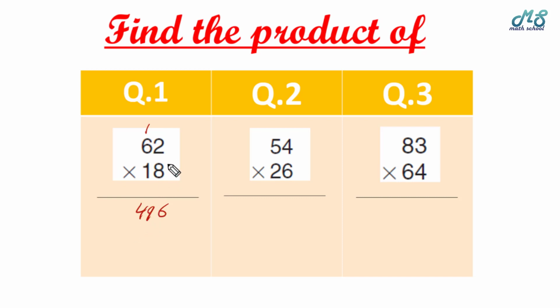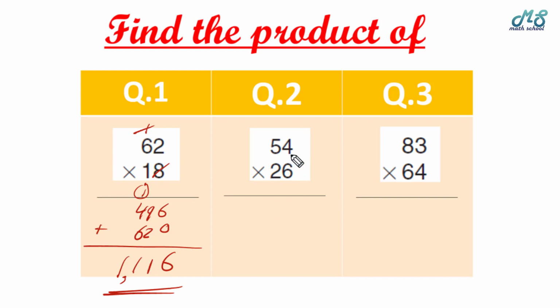What's next, mister? Cancel one's place and cancel what we kept before. Write 0 in one's place. 1 times 62, it will be 62. Now, mister, add the two partial products. 6 plus 0 equals 6. 9 plus 2 equals 11. Write 1 and carry 1 over 4. It will be 5. 5 plus 6 equals 11. Now the product is 1,116.